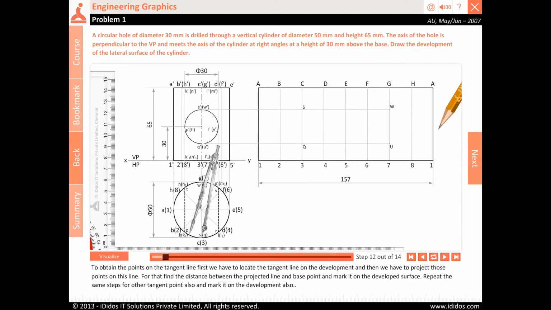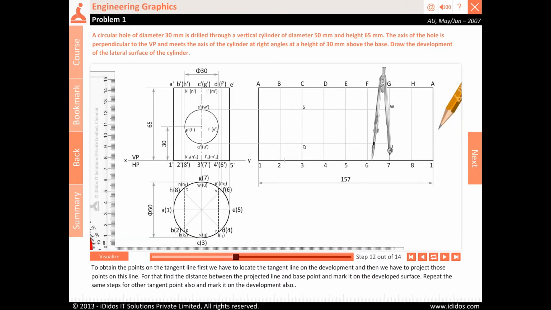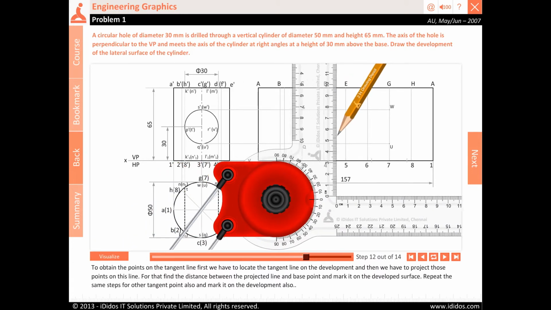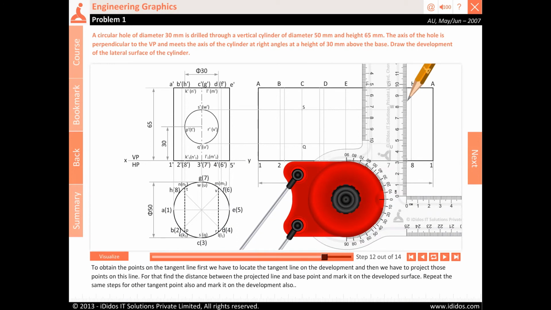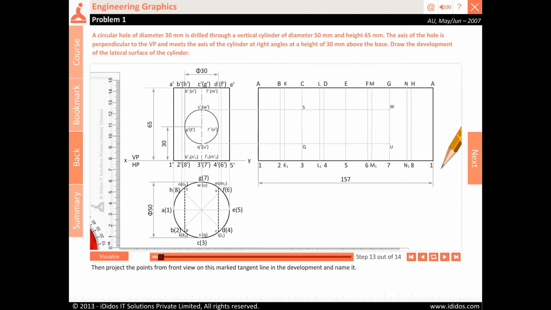To obtain the points on the tangent line, first we have to locate the tangent line on the development and then we have to project those points on this line. For that, find the distance between the projected line and base point and mark it on the developed surface. Repeat the same steps for other tangent point also and mark it on the development also. Then project the points from front view on this marked tangent line in the development and name it.